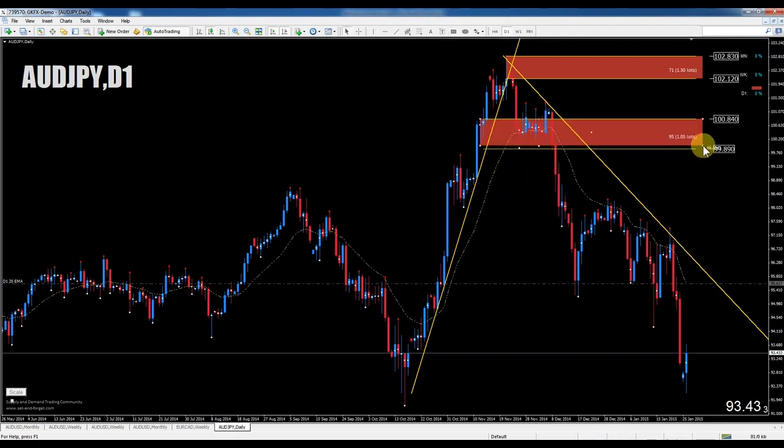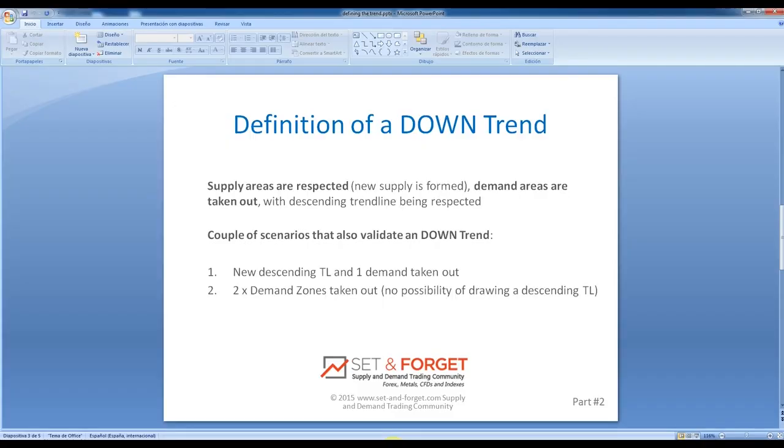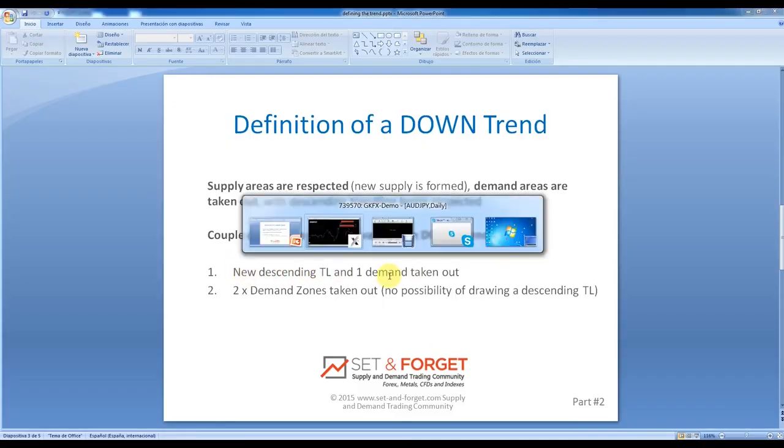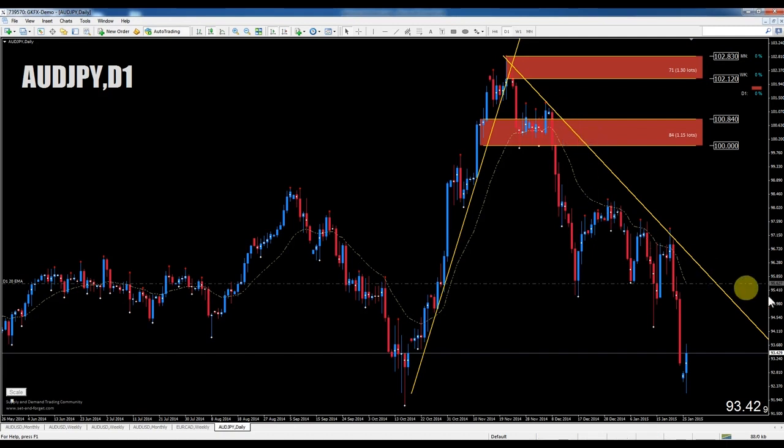Once we have that happening, new descending trend line and one demand area taken out, we consider that we have a downtrend, and that happens exactly when we have this peak, second peak, and once we make a lower low than the low of the second leg of this peak. Right there, we are in a downtrend. Else it will be consolidation. The removal of one area of demand doesn't mean we have an opposing downtrend.